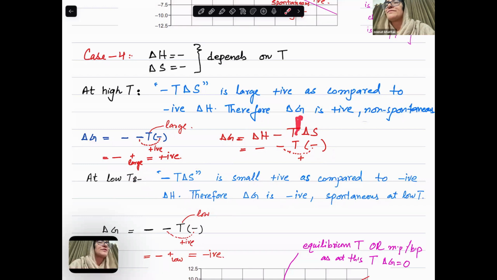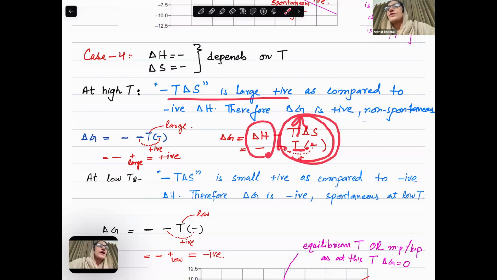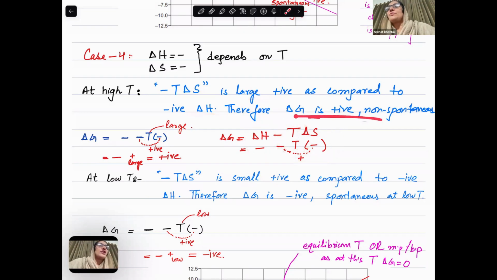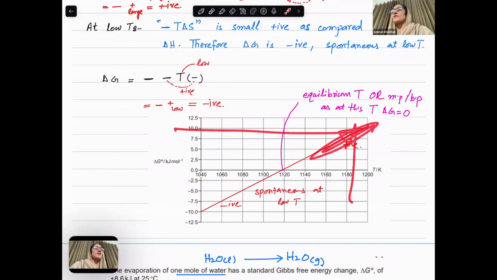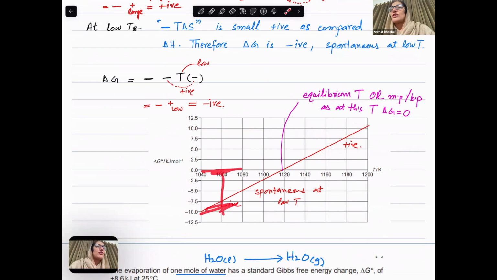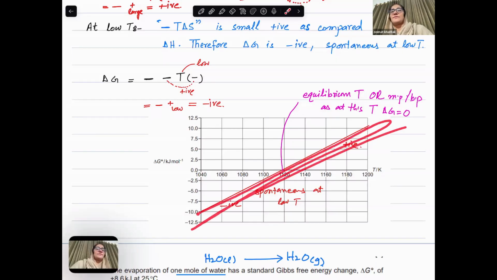At high temperature, when the temperature is more, the minus into minus, this plus factor is large as compared to negative delta H. Delta G is positive, the reaction is not feasible at high temperature. The reaction is feasible at low temperature. This is the equilibrium temperature. So the graph would be like this, a straight line graph, right?